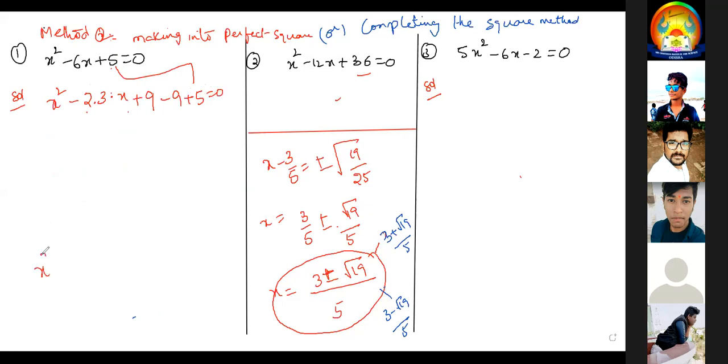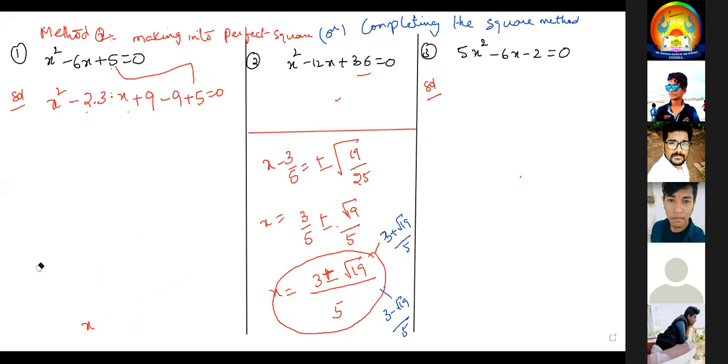So suppose x square minus x square plus 2 into 10 into x is there. 2 into 10 into x. So this number's square should be there here, 10 square. See, x square minus 12x plus how much it should be? This can be written as 2 into 6. So 6 square should be here. Clear?